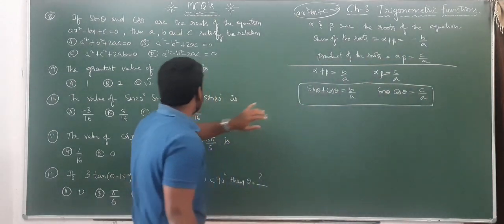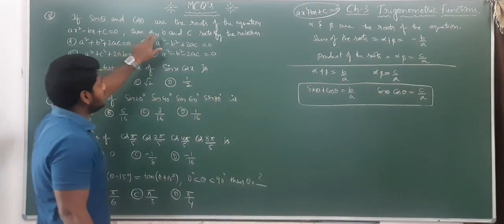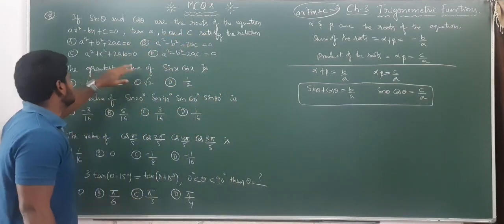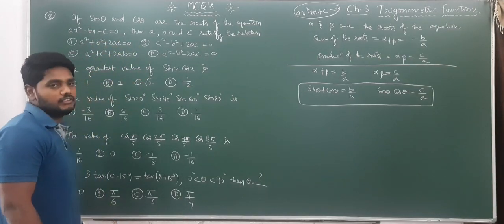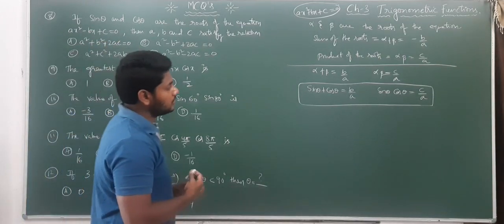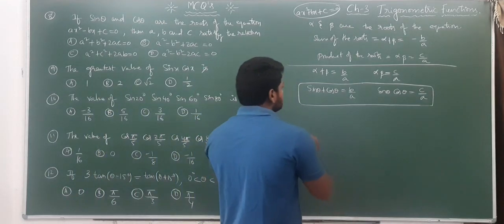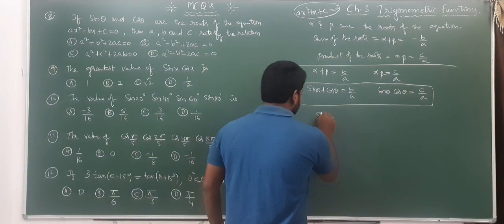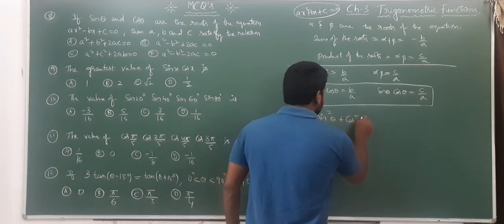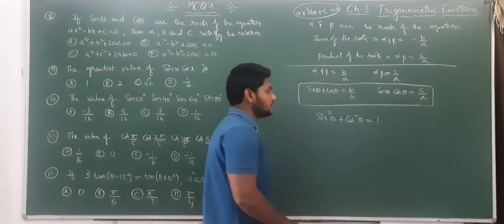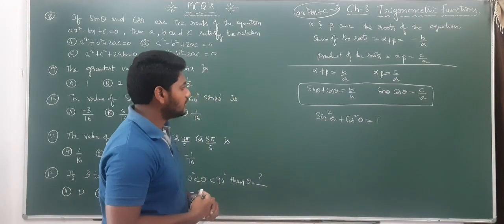So from this, what we need to show? Then a, b and c satisfy which relation? Either option A, option B, option C or option D, which relation it will satisfy, we need to find. In order to find that, we know that sin square theta plus cos square theta is equal to 1, right?